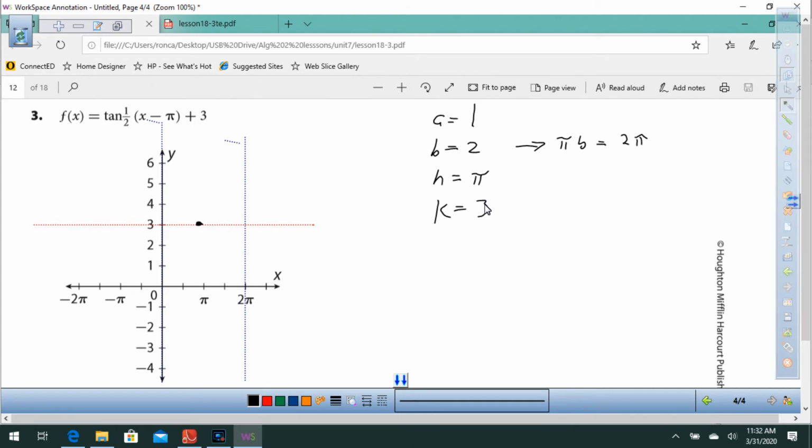Now half that distance is pi over 2, and that's going to be down, because A is positive. That's going to be pi over 2, and that's going to be there. And it's going to do something like this right here. It'll look something like that.